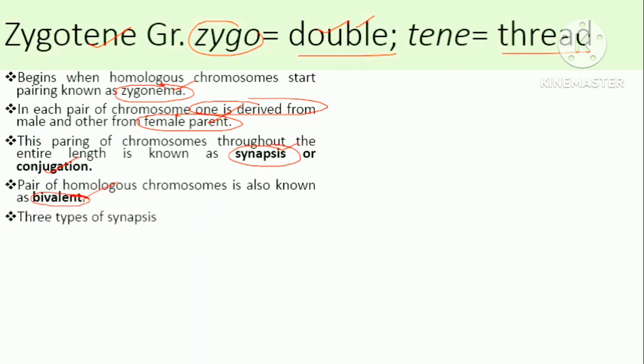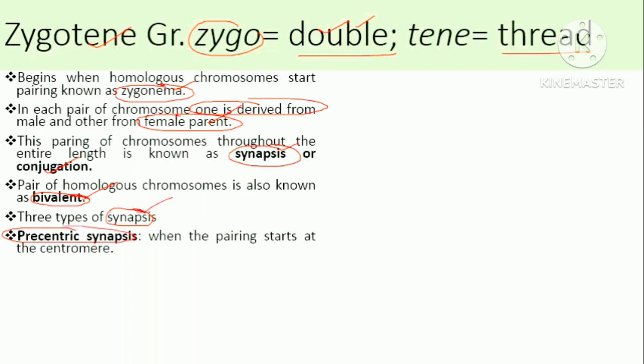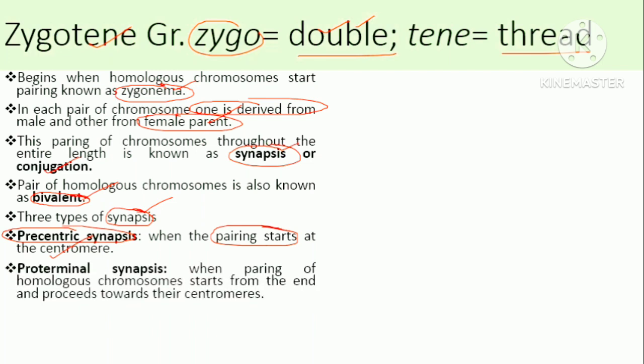And there are three types of synapsis. Basically जो synapsis formation है वो तीन तरह की होती है. First is precentric synapsis. It means the pairing starts from the center or centromere. जब pairing start होती है centromere से, that type of synapsis is known as precentric. And then comes proterminal synapsis. In this type of synapsis, pairing of homologous chromosomes starts from the end and proceeds toward the centromere. जब जो pairing है वो start होती है end से and it ends at the center. So यहाँ से start होगा और it will end in the centromere region.